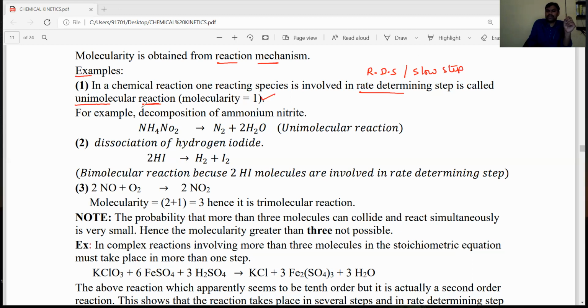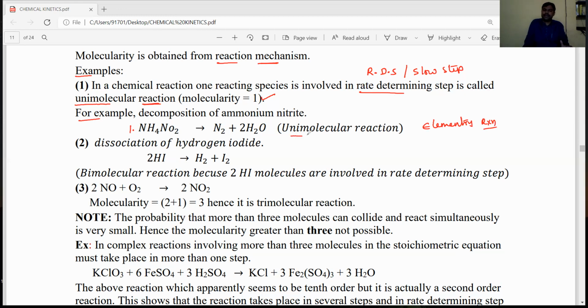For unimolecular reactions, these examples also we need to remember, dear students. In board examinations, they ask: give one example for a unimolecular reaction, give one example for a bimolecular reaction. An example for a unimolecular reaction is the decomposition of ammonium nitrate. In the rate determining step, one molecule of ammonium nitrate is involved, and it is also an elementary reaction, because this reaction takes place in a single step only. So the decomposition of ammonium nitrate is a unimolecular reaction.